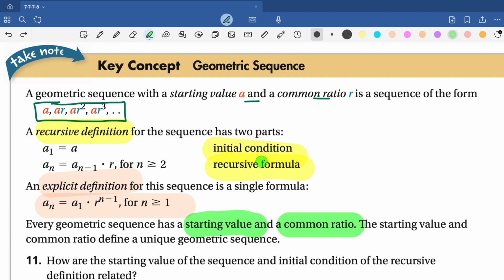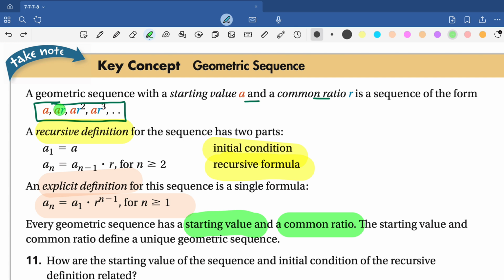How are they written up? A geometric sequence with the starting value of A and a common ratio of R is a sequence of the form A, AR, AR squared, and AR cubed. This is what the terms look like. So you have your initial term.